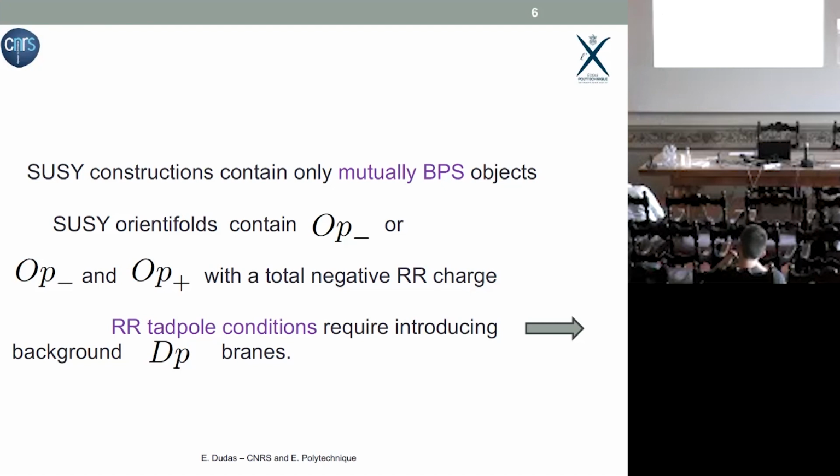Now you can also have supersymmetric examples, and again, the Rome group also pioneered this, in which you can have also exotic orientifold planes, but still with a total negative charge, such that you are able to add the branes to cancel the charge and the tension.